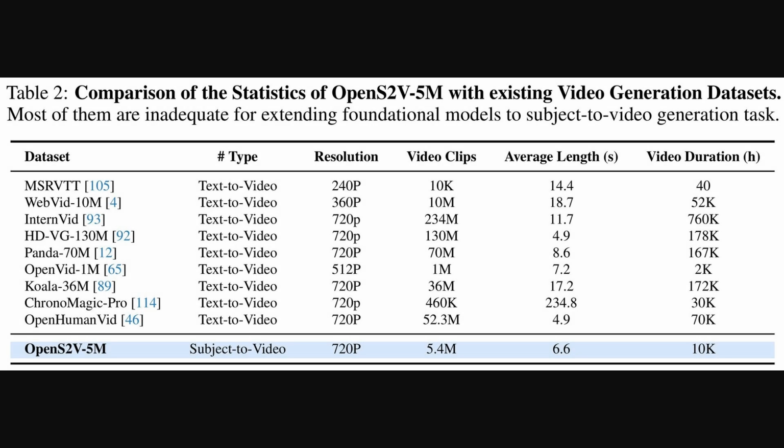So, complementing this new OpenS2V-Eval benchmark, we have here. This table compares the statistics of the new OpenS2V-5M dataset with other existing video generation datasets. The big takeaway is that while many other large datasets exist, they're primarily for text-to-video generation. OpenS2V-5M, however, is specifically designed for subject-to-video tasks. It provides 5.4 million video clips, all at a 720p resolution, and this amounts to a substantial 10,000 hours of video content. This dedicated focus makes it a really valuable new resource.